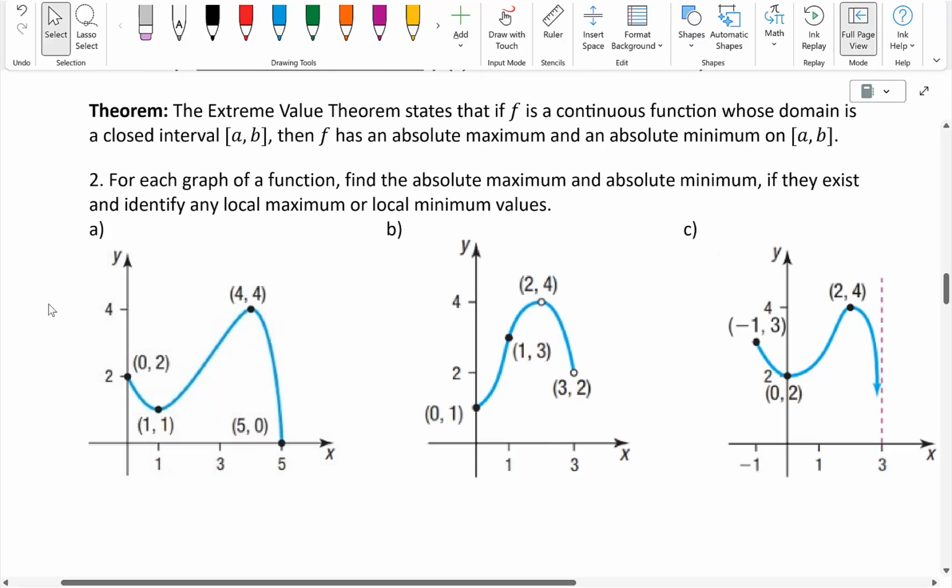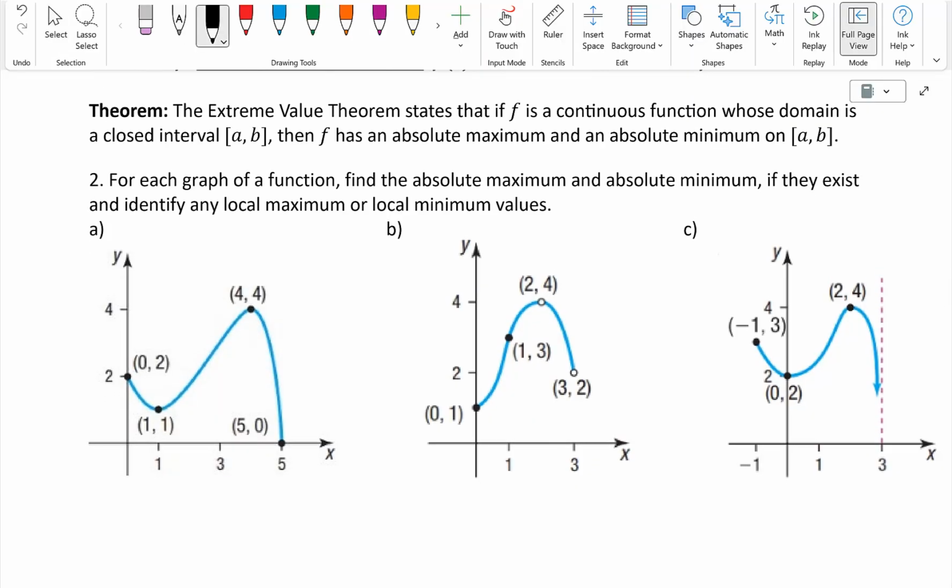We start with a little theorem here that you'll see more of in calc, but the extreme value theorem states that if f is a continuous function whose domain is a closed interval, a to b, then f has an absolute maximum and an absolute minimum on a, b. So if we do have a continuous function on the closed interval, we're guaranteed to have a max or min. It's either going to occur at one of the endpoints or at some peak or valley in between.